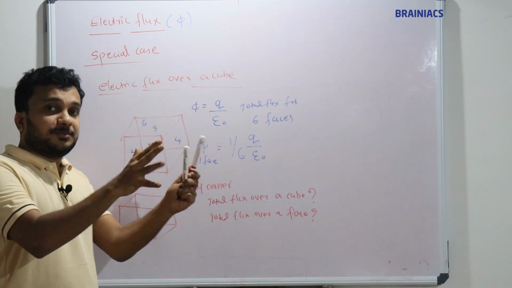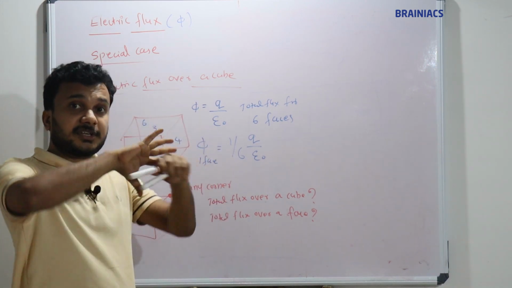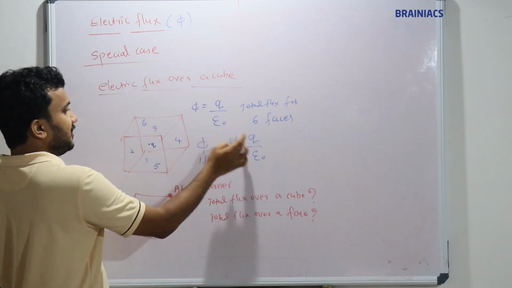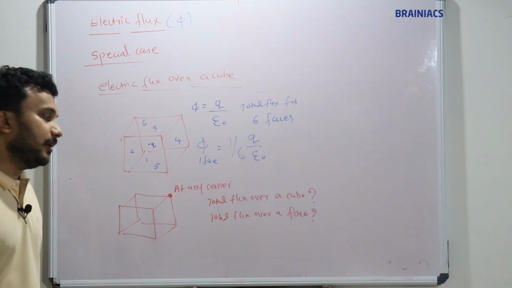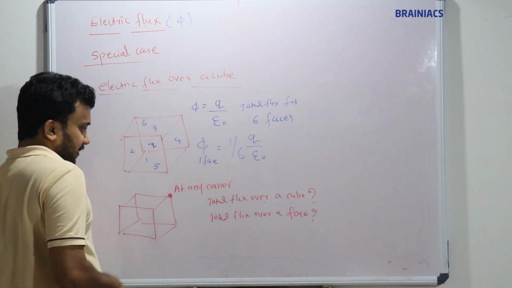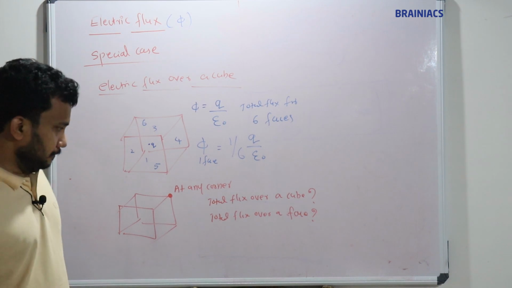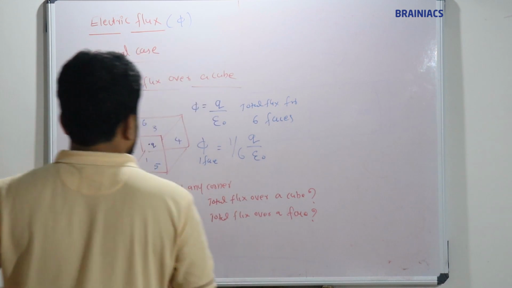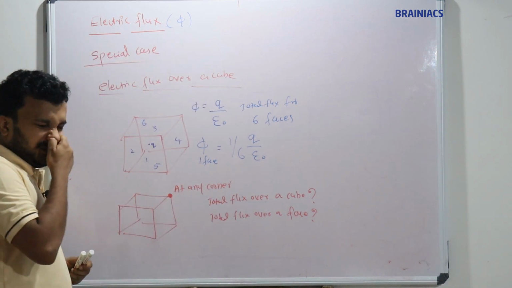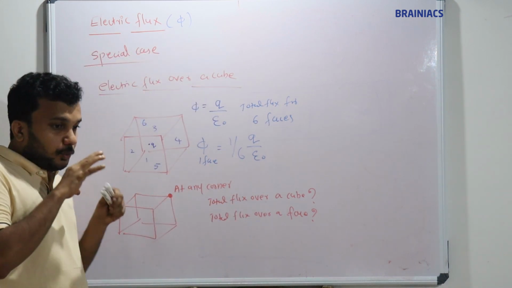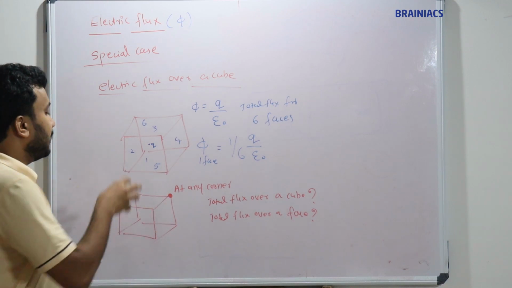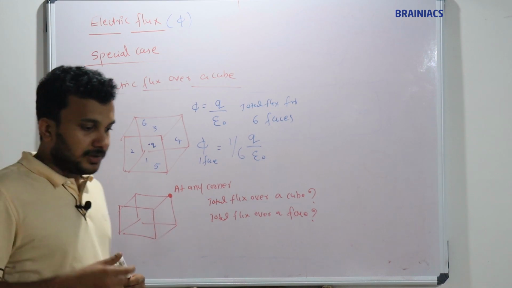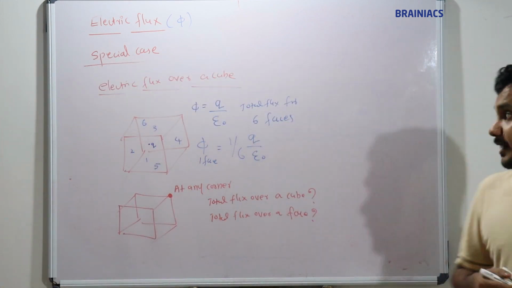So q by epsilon 0 is covered by 6 faces. So 6 faces are sharing this. What is the share of one face? Q by epsilon 0 into 1 by 6 times. Now instead of placing it here, we are placing it at one corner. In that case, what will happen? What is the total flux over a cube? What is the flux over a surface? In this case, in a cuboidal structure, you can assume that we have divided this cube into 8 pieces, or you can assume it in another way.